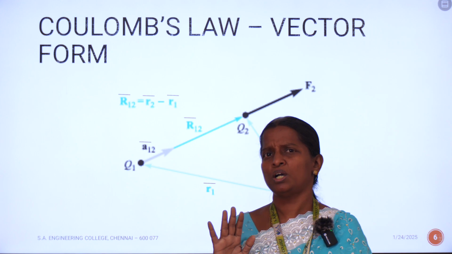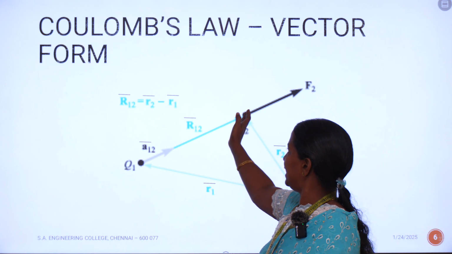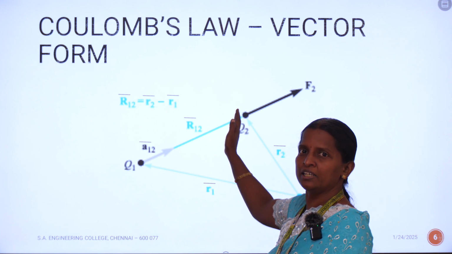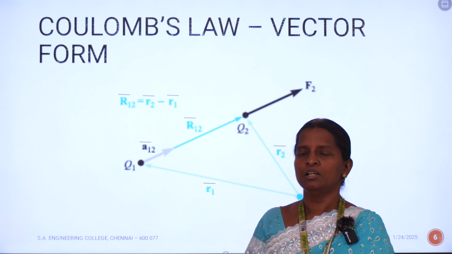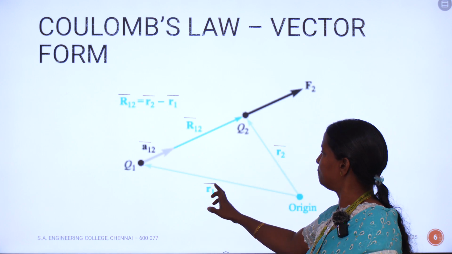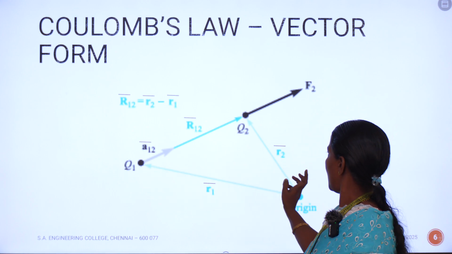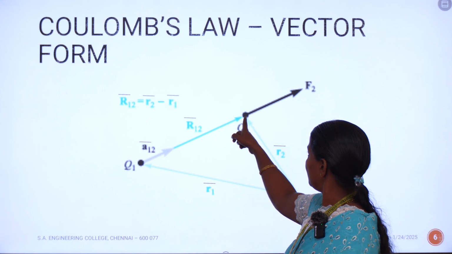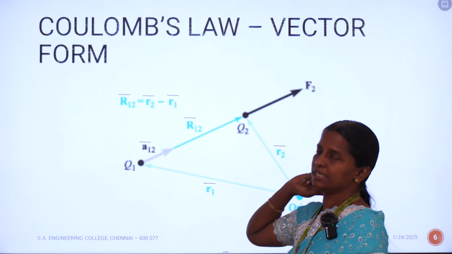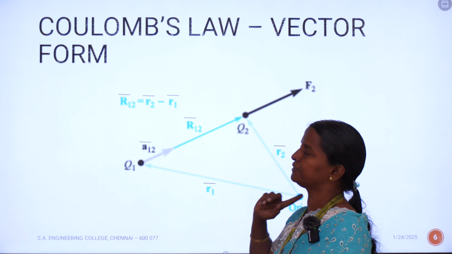For the distance between Q1 and Q2, you have to take the origin. From the origin, where the Q1 is located, and from the origin, where the Q2 charge is located, these are called position vectors. That is, R1 and R2 are called position vectors. R1 tells us where Q1 is placed from the origin, and R2 gives the distance from the origin where Q2 is located. So R1 is the position vector of Q1, and R2 is the position vector of Q2.